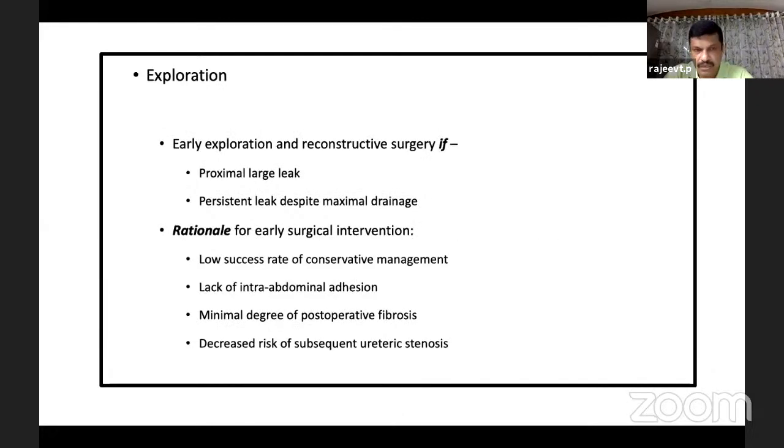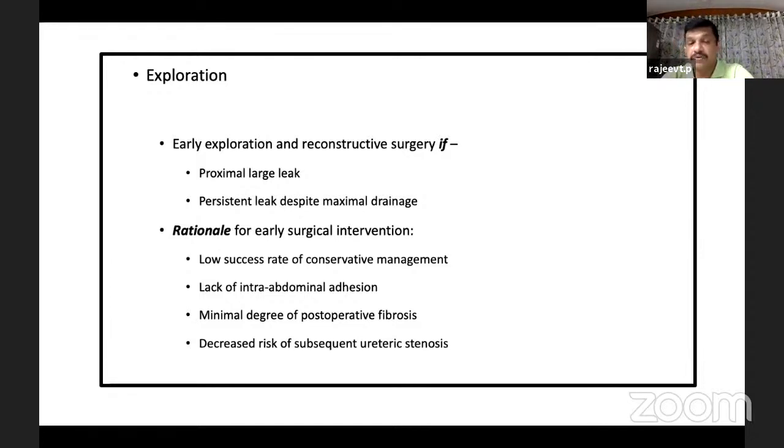Exploration. If the endourologic management is not sufficient or is not preventing this, then one has to go for exploration. Early exploration and reconstructive surgery is done. If there is a proximal large leak or there is persistent leakage despite adequate drainage, then there is no way out. One has to go for immediate exploration and do the reconstruction.